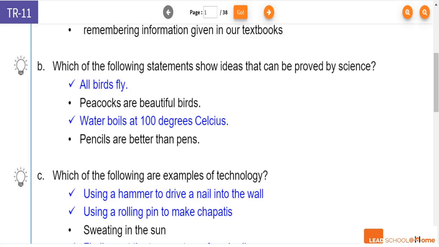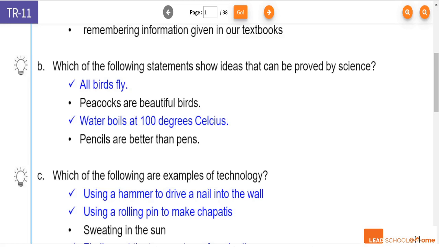You may prefer writing with pens, right? So that's not something that science can prove. This is each person's personal opinion. So that is the reason these statements cannot be proved by science. There are no experiments to prove it.